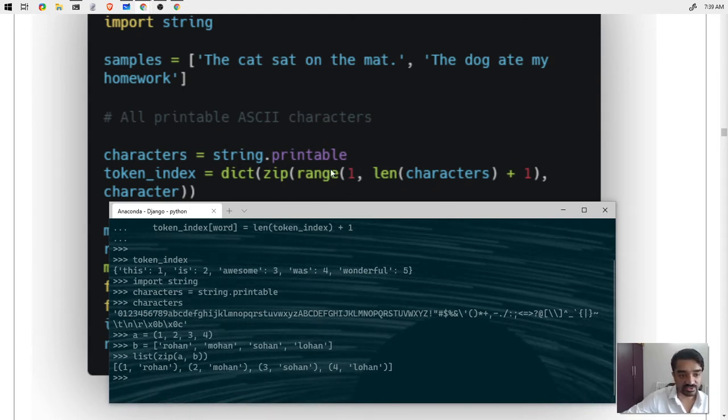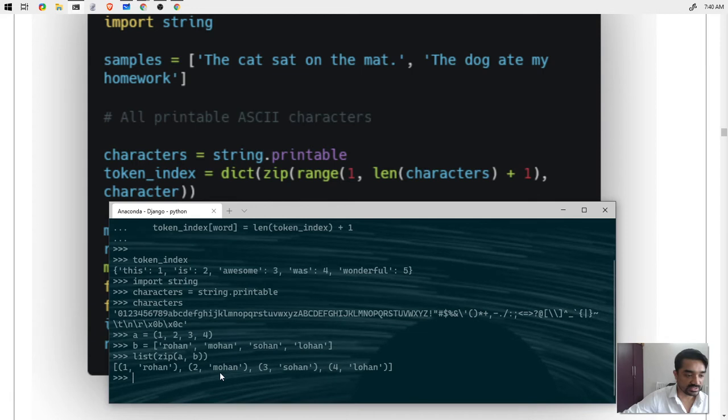So zip a range. Okay, so range of what? 1 and character length. So I'm starting from 1, and whatever the length of characters is, plus 1. So that's the overall length. So essentially we are going to be assigning. Let's do the same thing here.